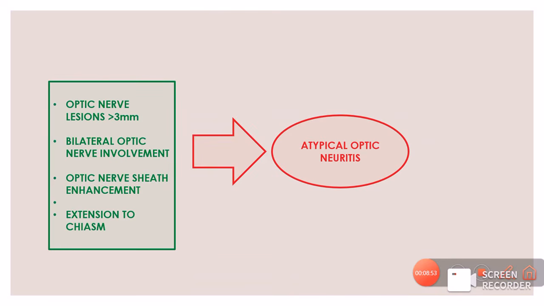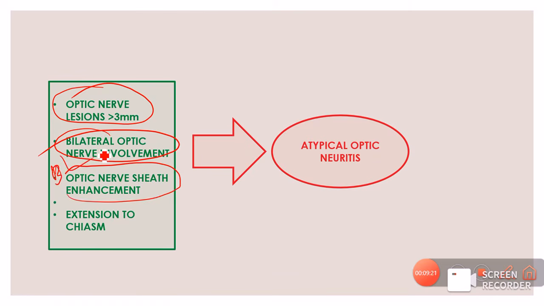Now on the imaging, what did I tell you? The optic nerve lesions or the optic nerve enhancement is usually short segment. Now if you see a case in which on neuroimaging or on the orbital scans or the orbital MRI, you see the optic nerve lesion is actually more than 3 mm, that means it's not short segment involving. And if there's a bilateral enhancement, that means both the optic nerves are involved, and there's extension to the chiasm.